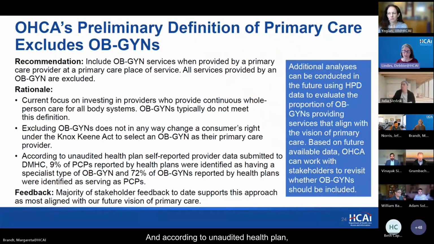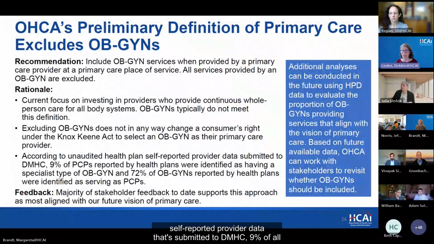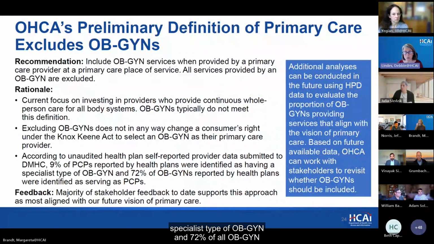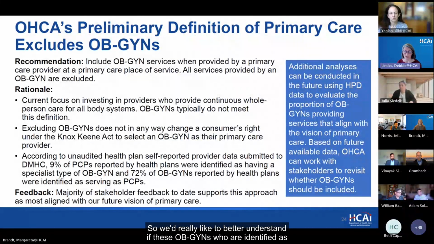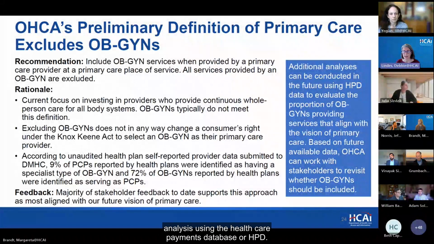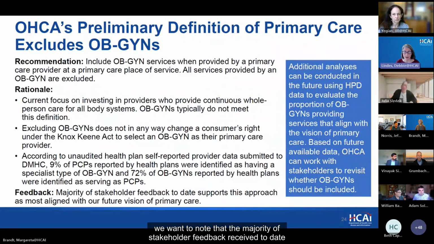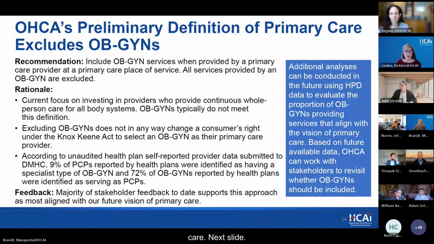According to unaudited health plan self-reported provider data that's submitted to DMHC, 9% of all primary care physicians reported by health plans were identified as having a specialist type of OBGYN, and 72% of all OBGYNs reported by health plans were identified as serving as PCPs. So we'd really like to better understand if these OBGYNs who are identified as PCPs are providing services that align with our vision and definition of primary care. We propose to explore this in the future through additional analyses using the Healthcare Payments Database, or HPD. Based on future available data, we may revisit the question of whether OBGYNs should be included. And finally, the majority of stakeholder feedback received to date supports this approach as being most aligned with our future vision for primary care. Next slide.